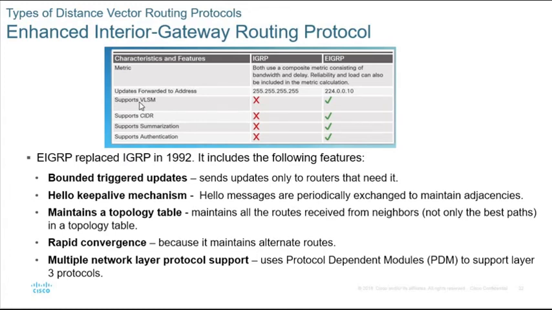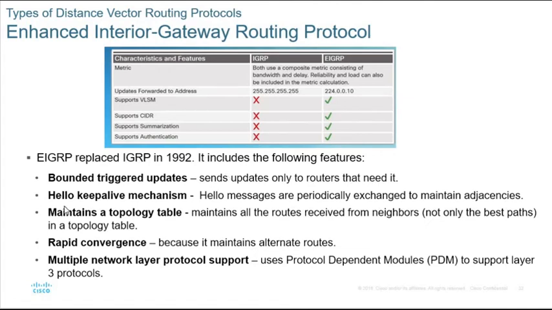Moving on, let's have the other distance vector routing protocol, the Enhanced Interior Gateway Routing Protocol, or EIGRP. So let's see the comparison. Again, they both use the composite metric consisting of bandwidth and delay. In terms of the update, forwarded to the following address, IGRP uses the broadcast address by default. EIGRP uses 224.0.0.10. And then the rest are all advantages compared with the older IGRP: VLSM, CIDR, auto summarization, and authentication as well.